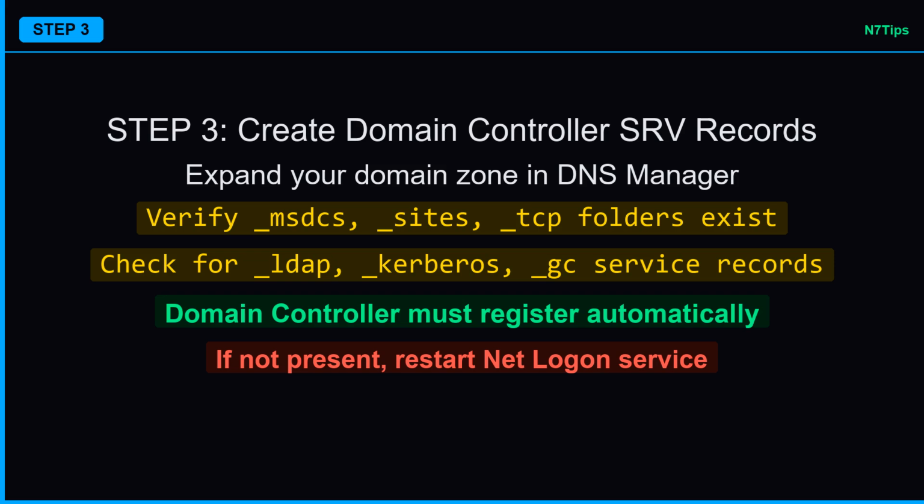If you don't see these records appearing, it usually means the NetLogon service hasn't registered them yet. You can force registration by restarting the NetLogon service on your domain controller. The key thing here is that this all happens automatically once your domain is properly configured. You shouldn't need to manually create these records, but you should verify they're present and correct.